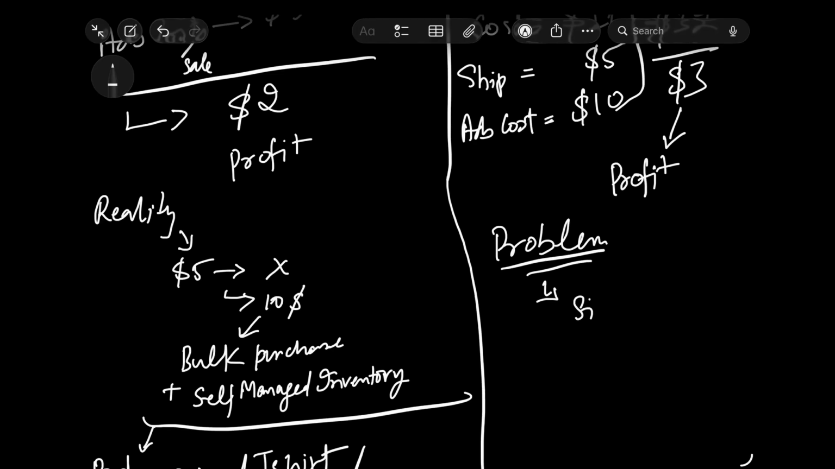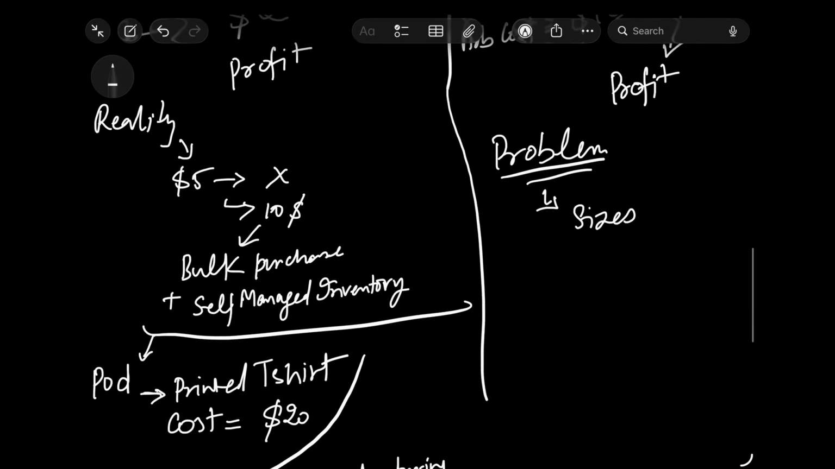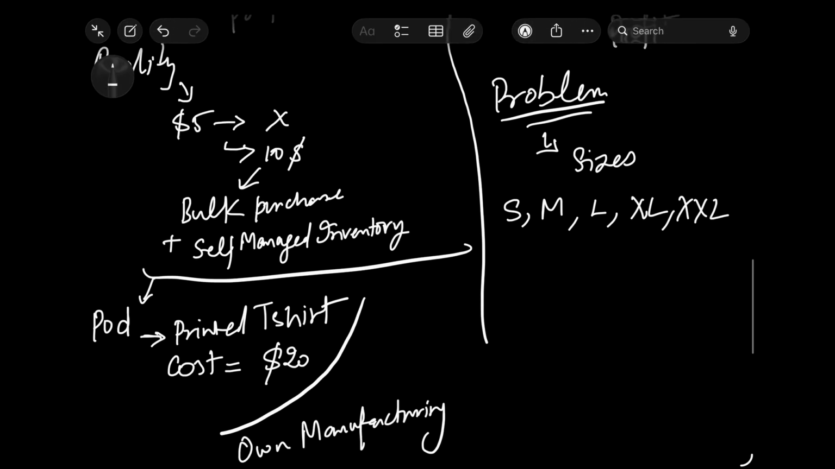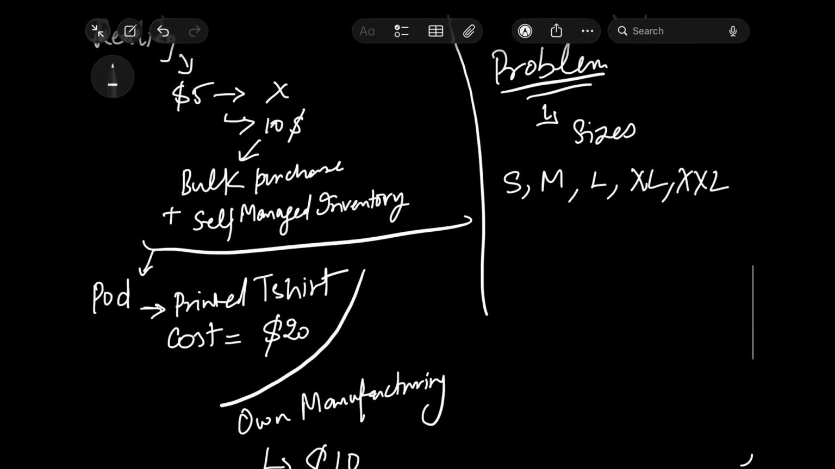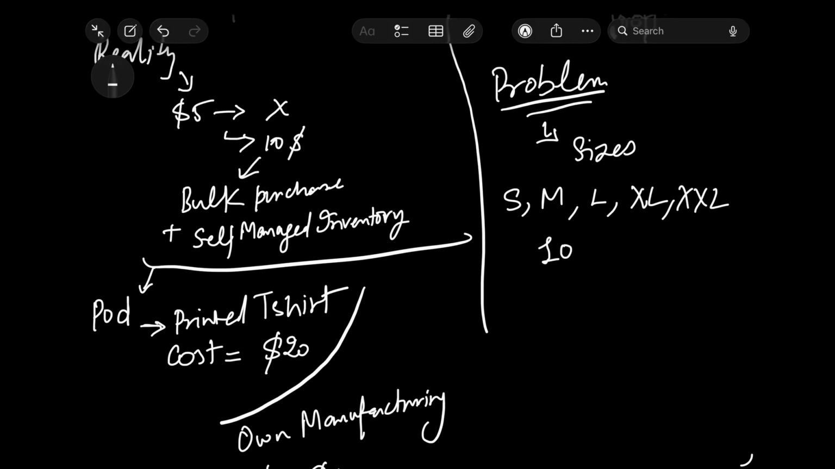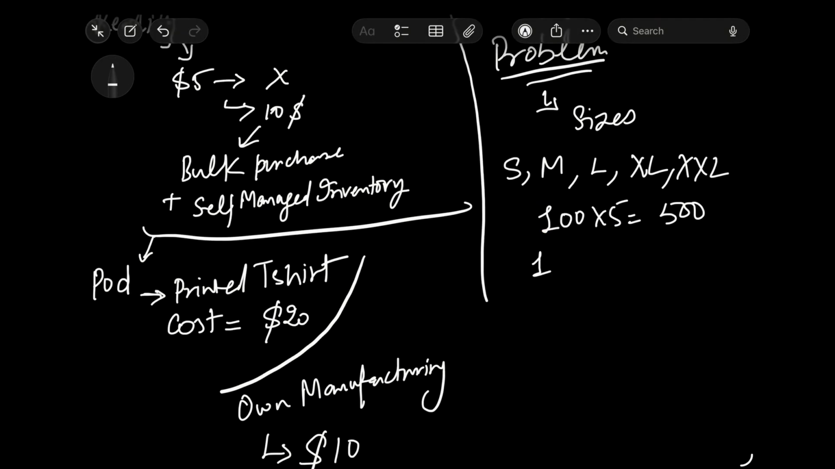T-shirts have multiple sizes. So firstly, you will have to buy and stock small, medium, large, extra large, and double extra large. That is 5 different sizes. And ideally, you will at least stock 100 pieces of each size. That means an upfront investment of $8,500.